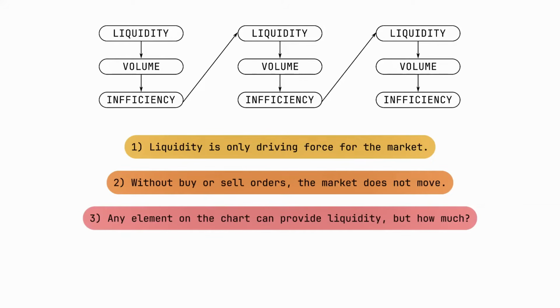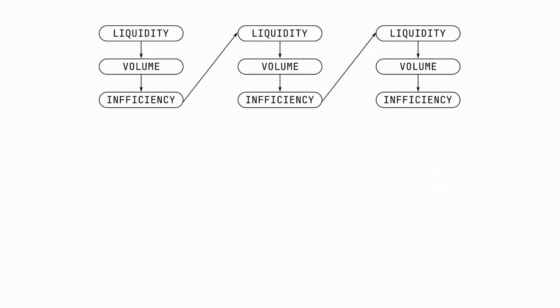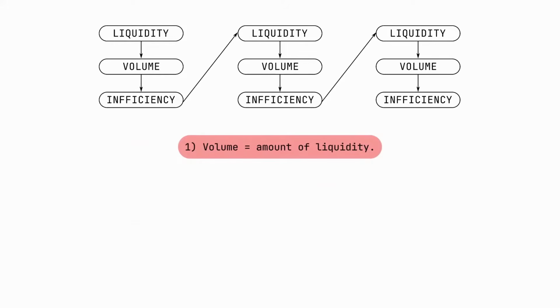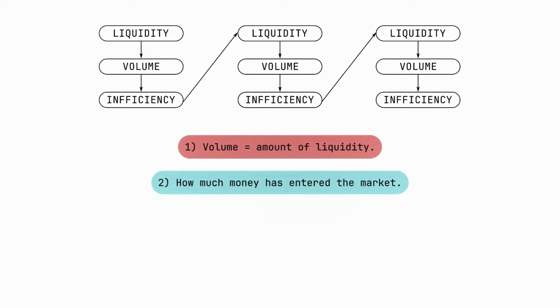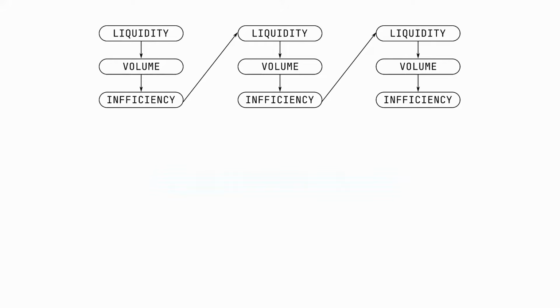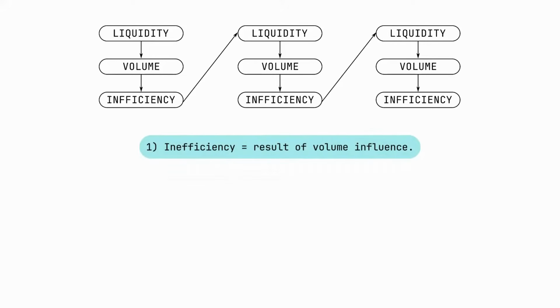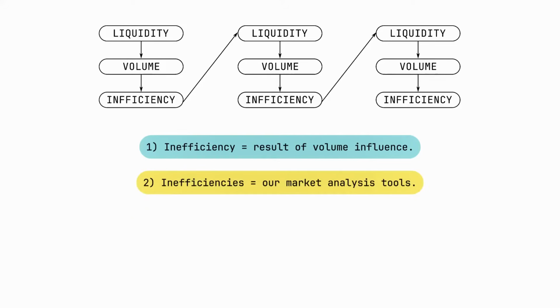The second core element, which is the foundation for our entire approach and strategy, is volume. Volume shows how much liquidity is actively entering the market, essentially, how much money is involved in transactions at a given moment. The third key element is inefficiency. Inefficiencies are created due to the influence of volume on price, and we see them visually on the chart. They show us where the market has moved unevenly. Depending on the time frame, inefficiencies serve as the main lens for reading and interpreting price behavior.